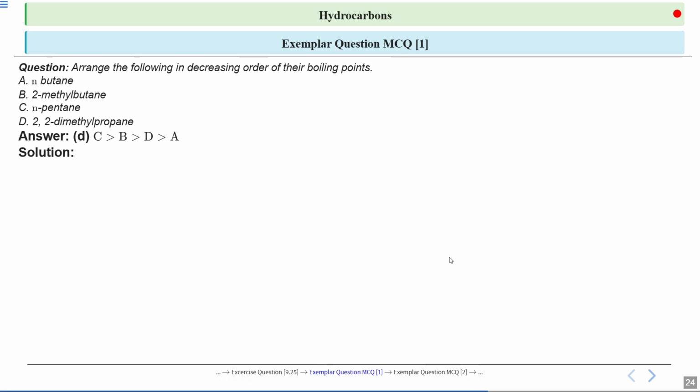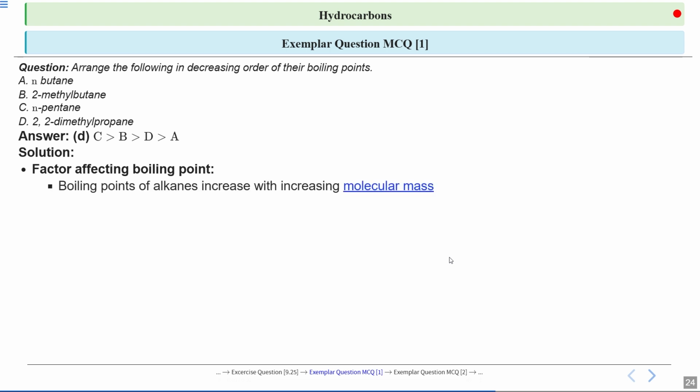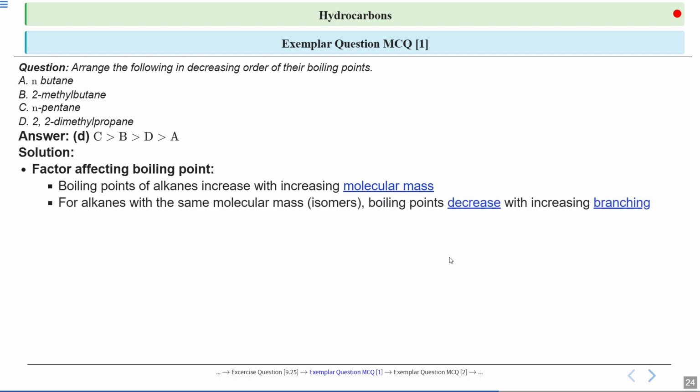Now let us have a look at the solution. To solve this, we need to consider the factors that affect the boiling point of alkanes. So the first key factor is the molecular mass. Generally, as the molecular mass increases, the boiling point also increases. This is because larger molecules have more surface area, leading to stronger van der Waals forces. Then the second factor is branching. For alkanes with the same molecular mass, increased branching leads to a decrease in boiling point. This happens because branching reduces the surface area available for intermolecular interactions, weakening the van der Waals forces.